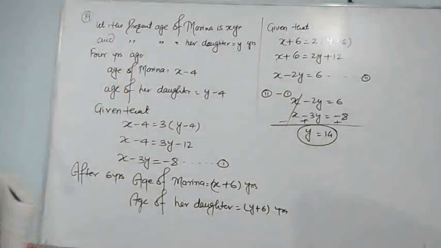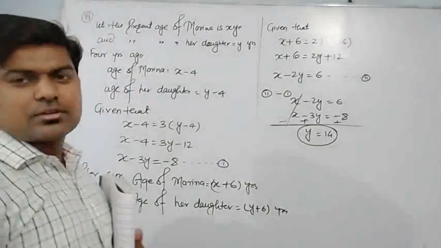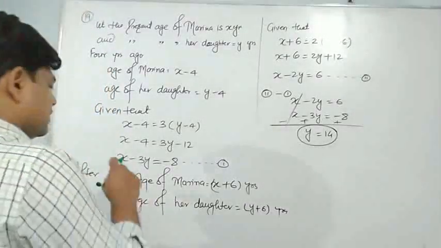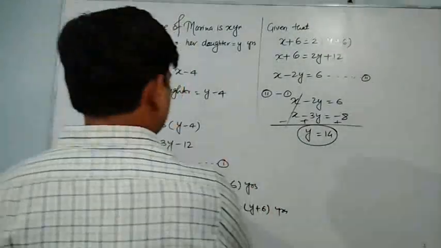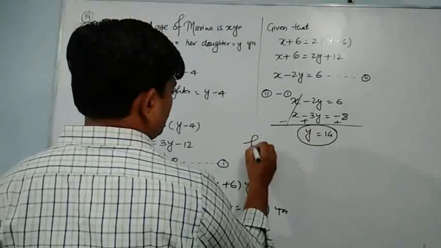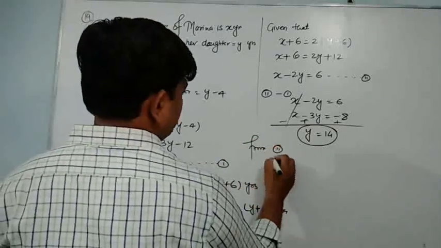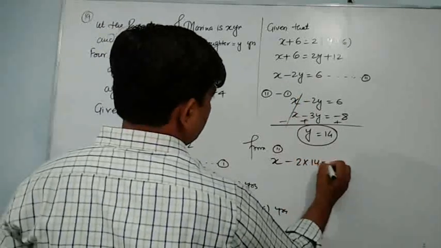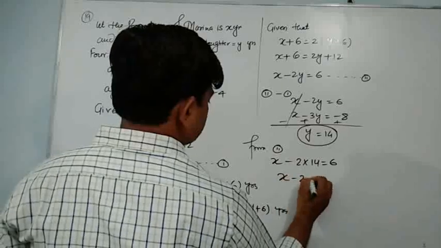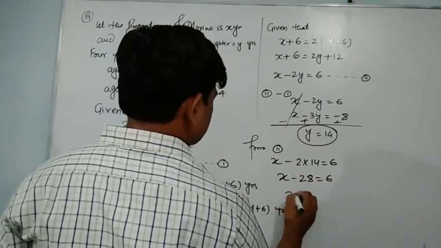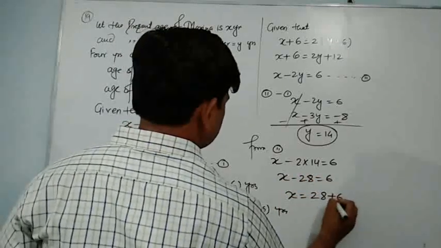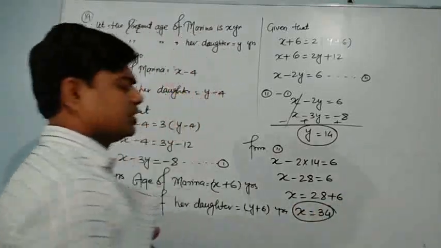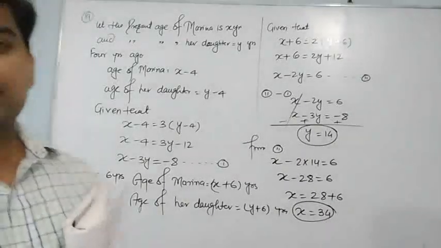See, the present age of the daughter is 14 years. And when I put 14 here, what can I write? From the second equation, I am putting x minus 2 into 14 is equal to 6. So x minus 28 is equal to 6, x is equal to 28 plus 6. So x is equal to 34. The present age of Marina is 34.